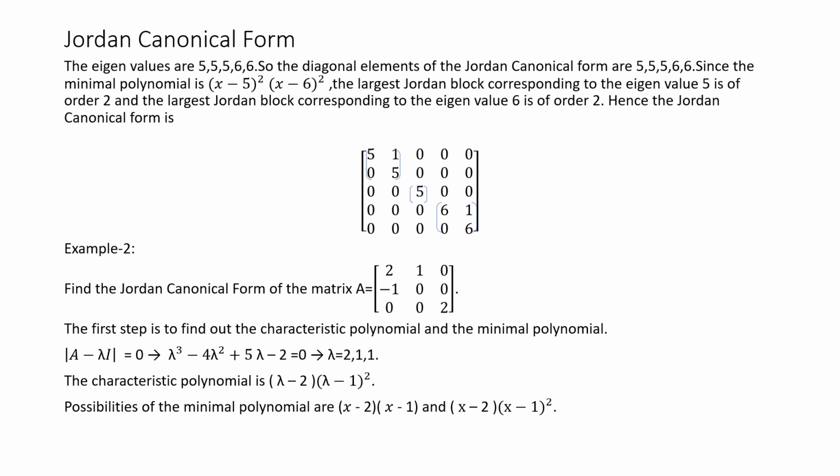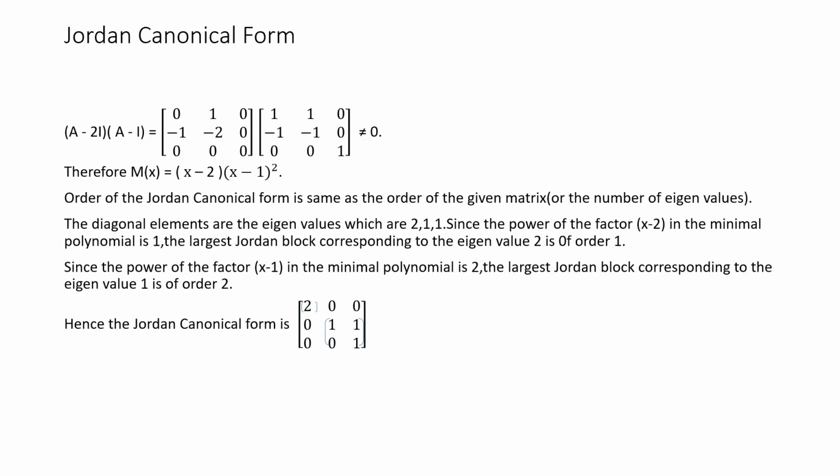Possibilities for the minimal polynomial are (x minus 2) into (x minus 1) or (x minus 2) into (x minus 1) the whole square. First, we will check whether (A minus 2I) into (A minus I) is equal to 0 or not. Clearly, it is not equal to 0. Hence, the minimal polynomial is (x minus 2) into (x minus 1) the whole square.